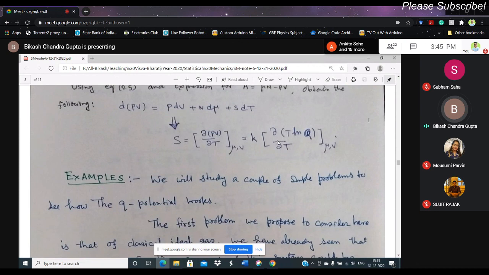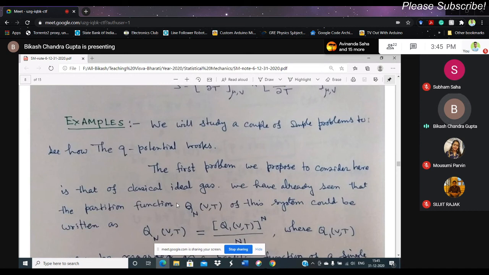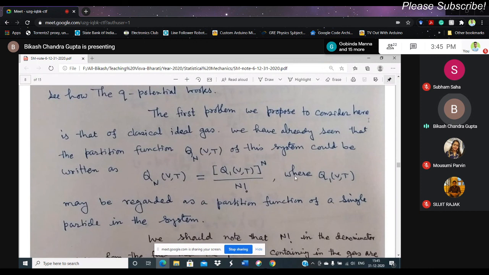So once you know the grand partition function for a system, then you can do this derivative keeping this and this constant, and thus you can get the entropy and other quantities. Now let us look at some examples. We will study a couple of simple problems to see how this q potential works, just as A, the Helmholtz free energy, works in the canonical ensemble. The first problem that we'll consider, of course, generally we consider the classical ideal gas. Here also, let us consider the classical ideal gas.